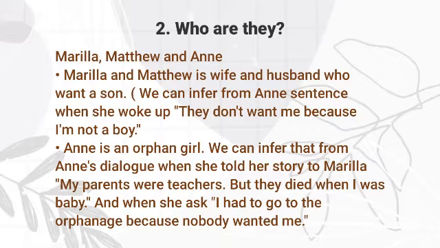Number 2, who are they? Marilla, Matthew, and Anne. Marilla and Matthew are a wife and husband who want a son. We can infer from Anne's sentence when she woke up, "They don't want me because I'm not a boy." Anne is an orphan girl. We can infer that from Anne's dialogue when she told her story to Marilla. "My parents were teachers, but they died when I was a baby." And when she says, "I had to go to the orphanage because nobody wanted me."